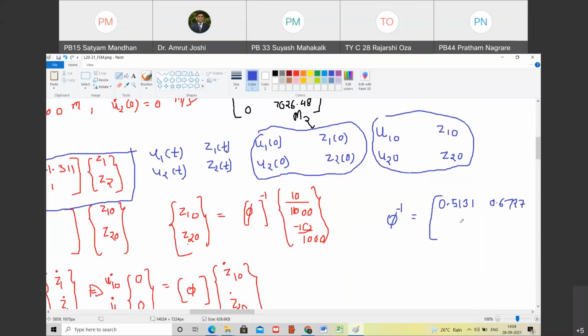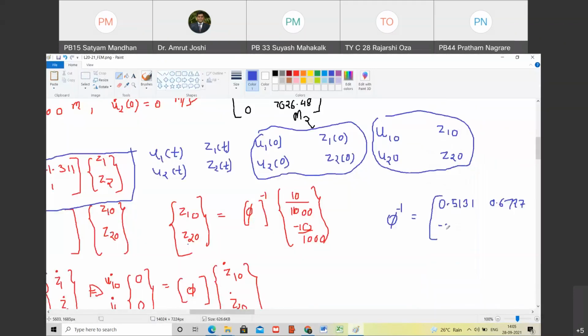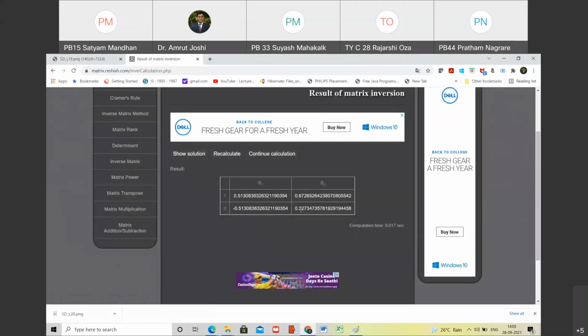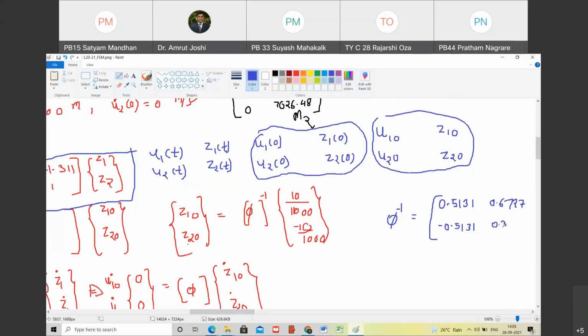0.6727. Then the third one is minus 0.5131, and then 0.3273. Are you with me? Yes, sir. Please take a snapshot of this phi inverse matrix. Done. We have to multiply it by the matrix 10 by 1000 and minus 10 by 1000.